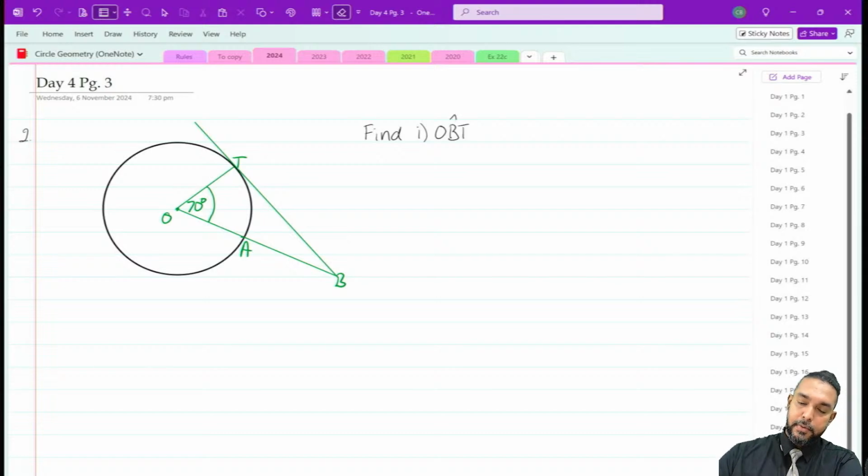Right, so we have to find the following. OBT, which we'll call small x. Then we have to find OTA, which we'll call small y. And then we have to find ATB, which we'll call small z.